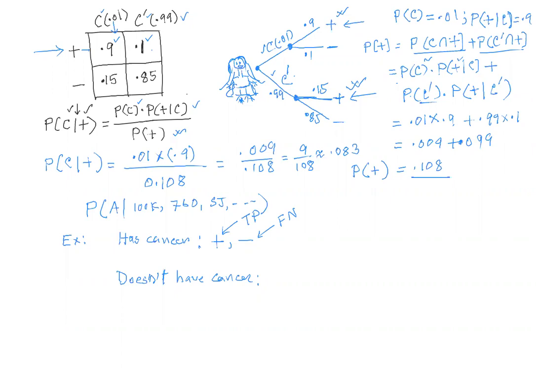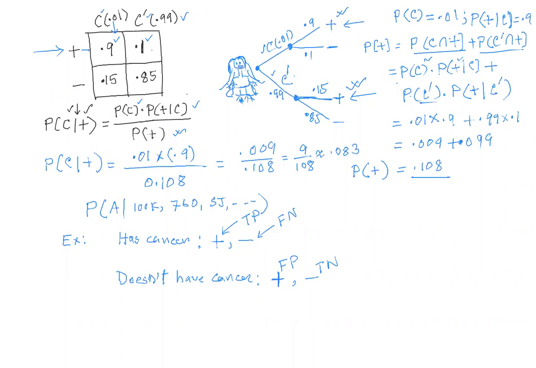Then, if the person does not have cancer, there are still two things that could happen. The test could be positive, showing that it's a false positive, right? Or true negative, meaning the person does not have cancer and the result comes out negative. So this is going to be false positive, and this is going to be true negative. Okay.